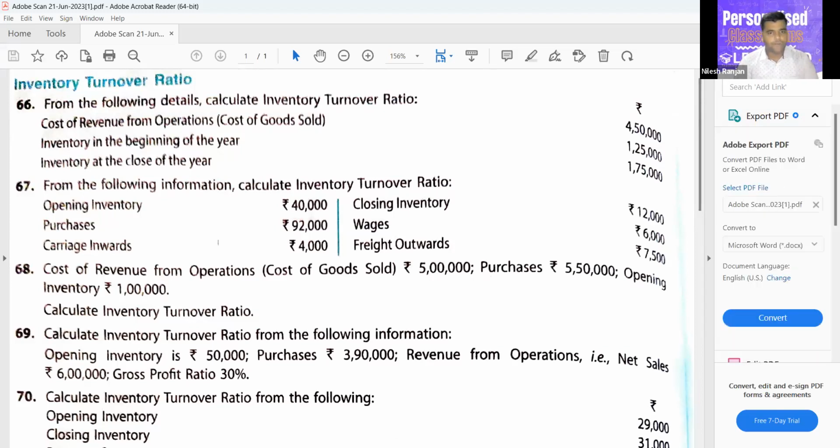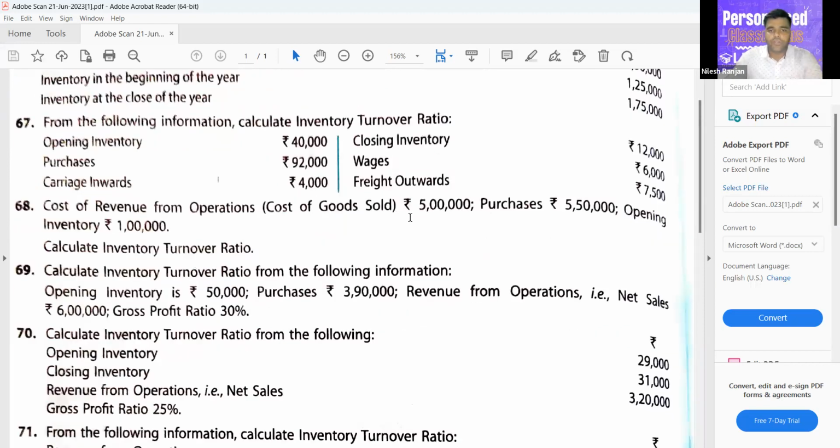Okay, so in the first question, the cost of goods sold is given, inventory at the beginning of the year is given, and inventory at the end of the year is given. So what we have to do is calculate average inventory by adding these two and dividing by 2, and then divide cost of revenue from operation by average inventory. So we'll get the inventory turnover ratio. Let's leave this portion. We will try to solve question number 68.